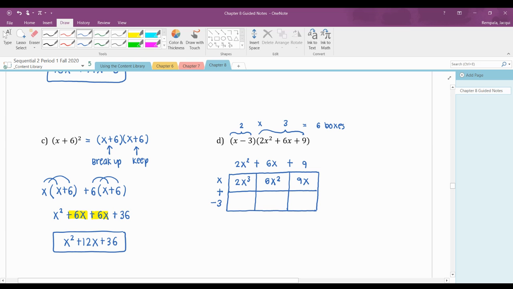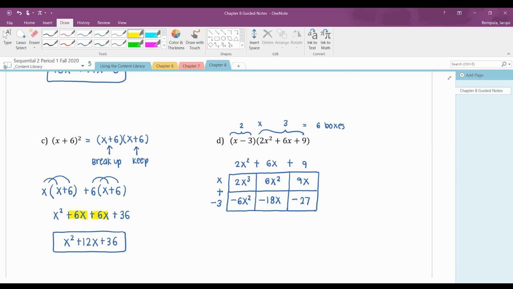Now the negative 3 is going to get multiplied by each of those terms on the top. Negative 3 times 2x squared is negative 6x squared. Negative 3 times 6x is negative 18x. Negative 3 times 9 is negative 27.